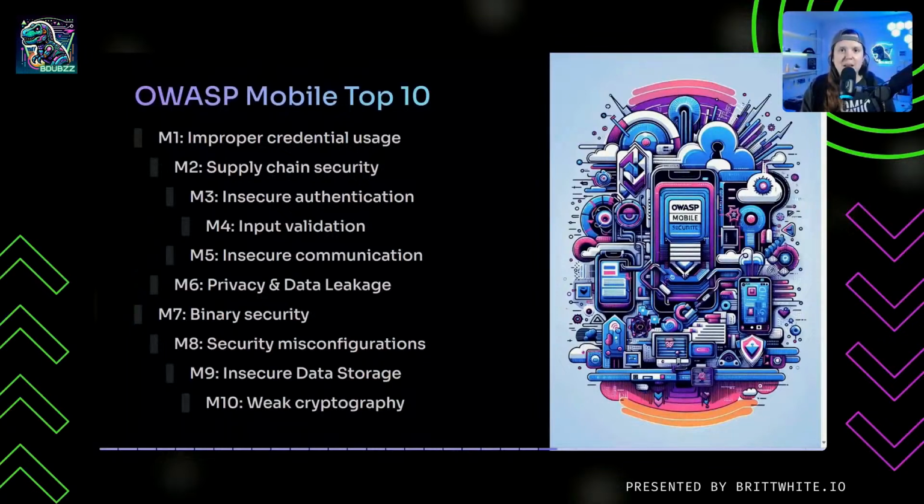Weak encryption is a paper wall. Use AES 256 and guard those keys. This list is your mobile security compass. Now let's tie this all together with some cryptography magic.